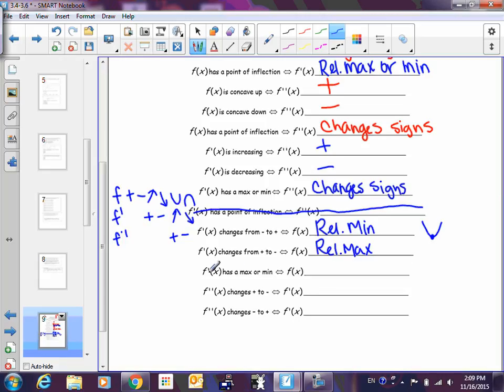What about when F prime has a max or min? Okay, so we look in the F prime row, and I can see that's happening right here. Well, what does that mean is happening for just plain F of X? A change in concavity, and what do we call that? Point of inflection.